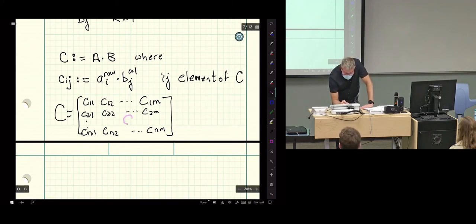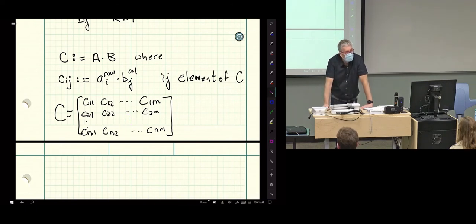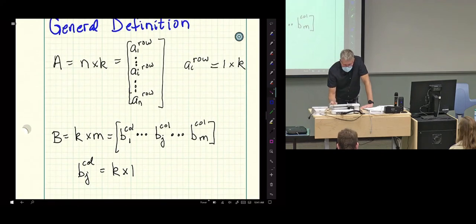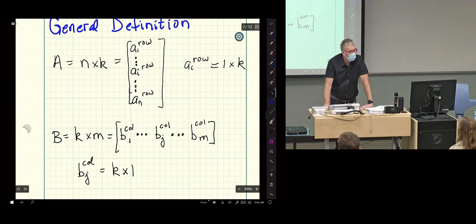If you wanted the C3-4 entry, it would be the third row of A times the fourth column of B. It's very, very mechanical. Okay, you break A up, you take the ith row of A times the jth column of B, and you get the ij entry of C. So plug in I, plug in J. First row, first column, C11. First row, second column, C12. Nth row, first column, CN1. 27th row, 34th column, we get C2734, if those were the numbers I said. Okay, so that's how you do it, okay? Row times column, row times column.